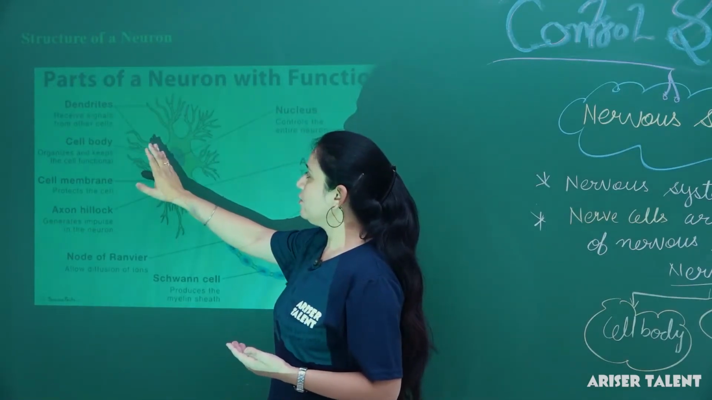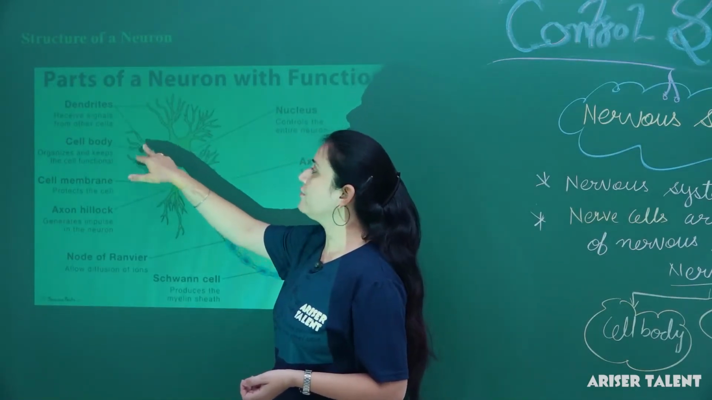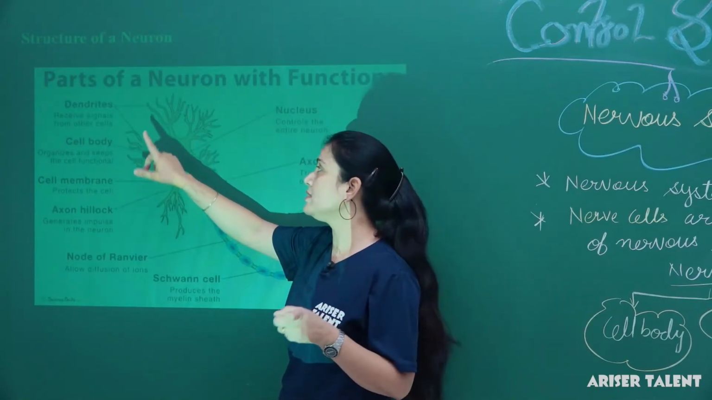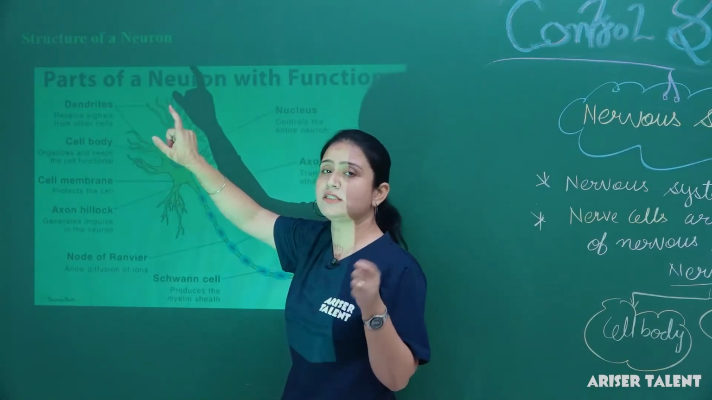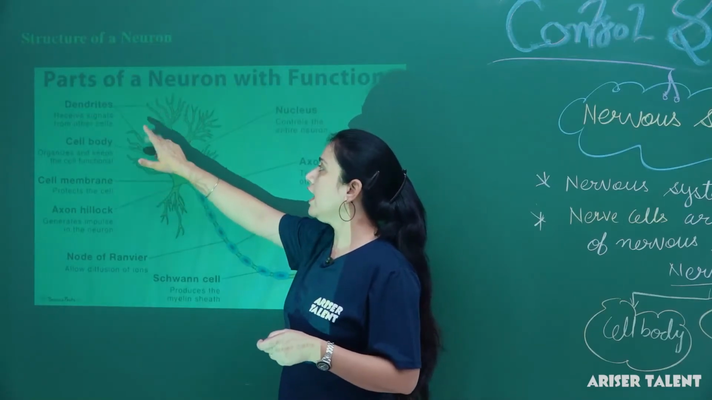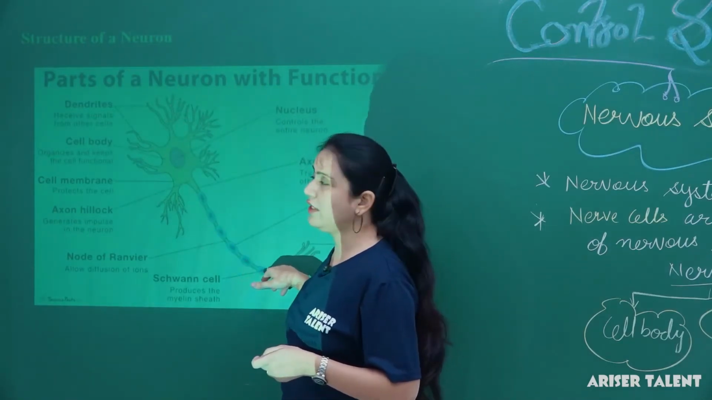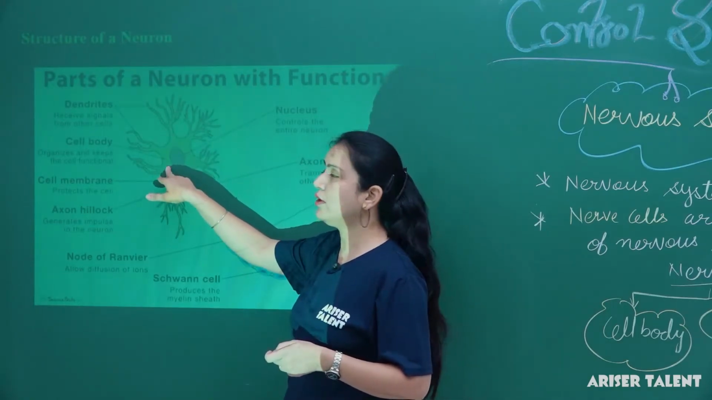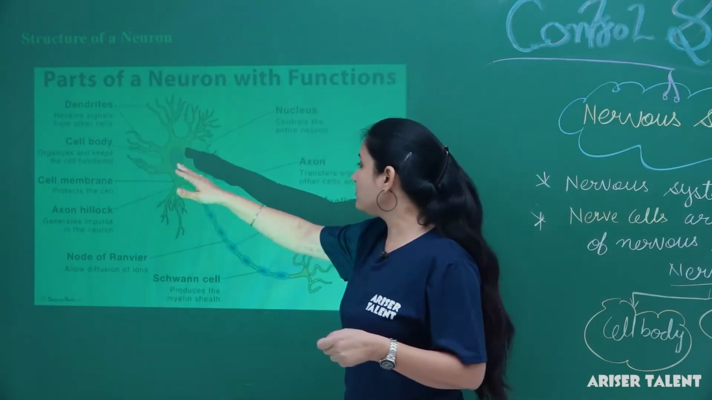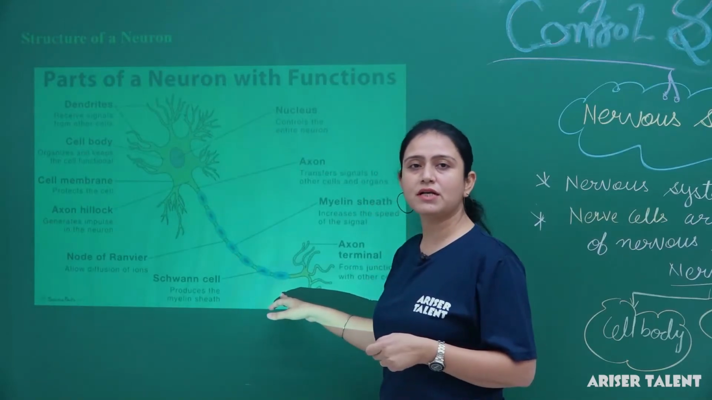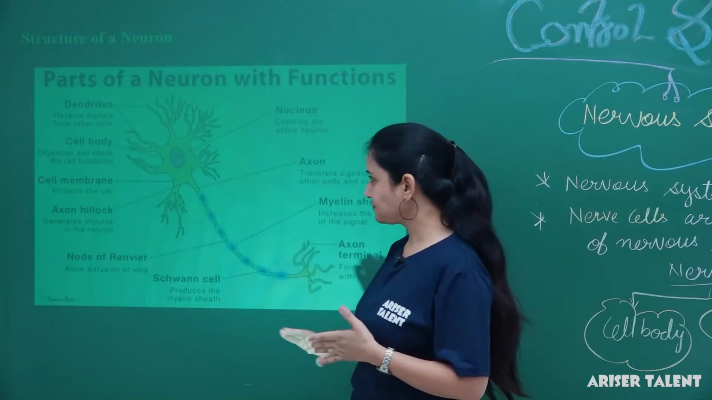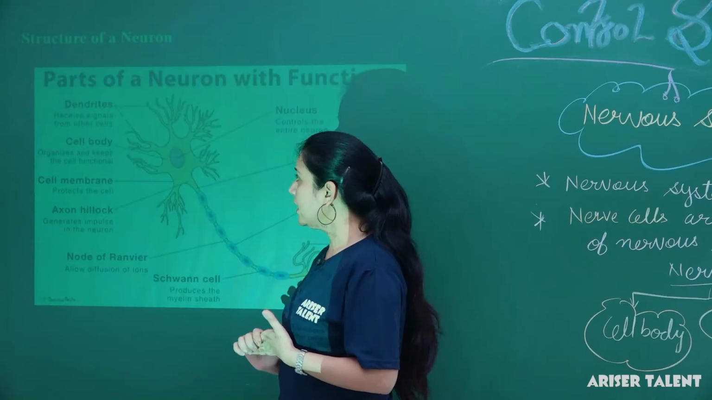Next, as I told you, dendrites originate from the cell body. Now what happens? They receive the signals, meaning they receive the stimulation, and they pass it to the different parts of the neuron. They pass it to the cell body, and from the cell body it is passed to the axon. Fine. So this is the function of dendrites.